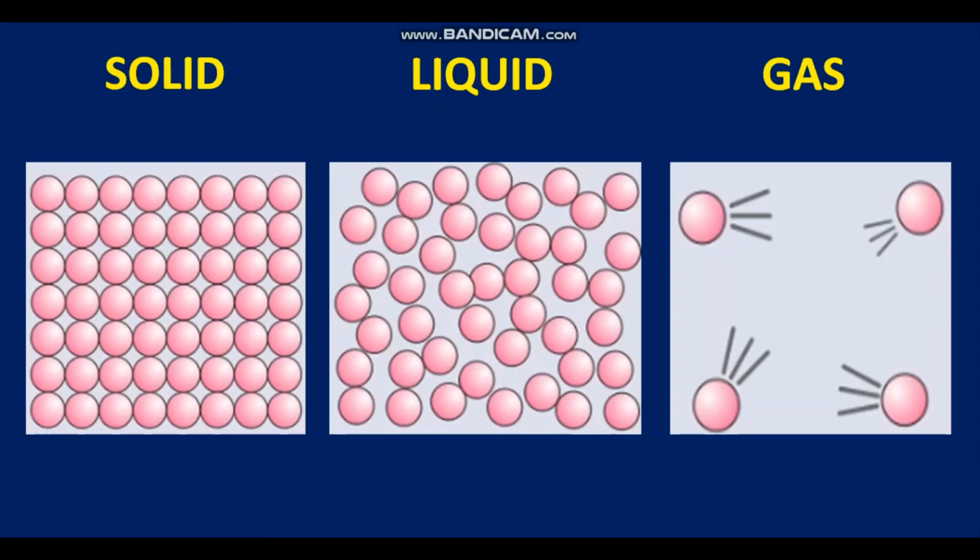Now a gas has no bonds, so the atoms just float around. If you put it in a closed cup, the atoms will just bounce off the sides of the cup and move around.